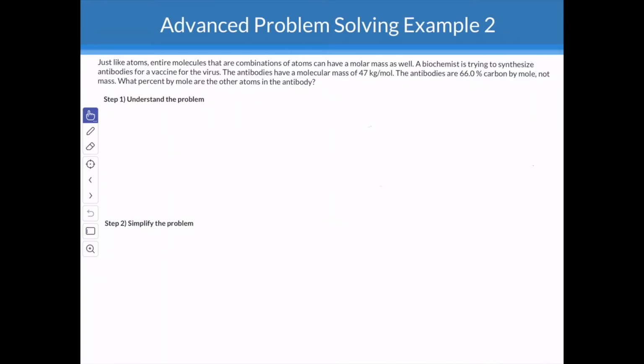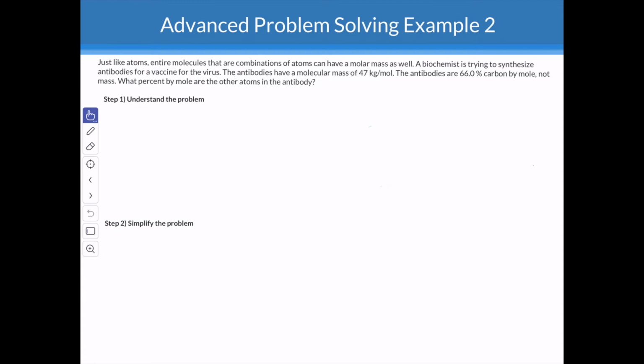Okay, let's look at another problem. It might seem like a step up in difficulty when you read it, but really, it's actually kind of easier. But you'll be surprised at what your mind can do when you read a problem.